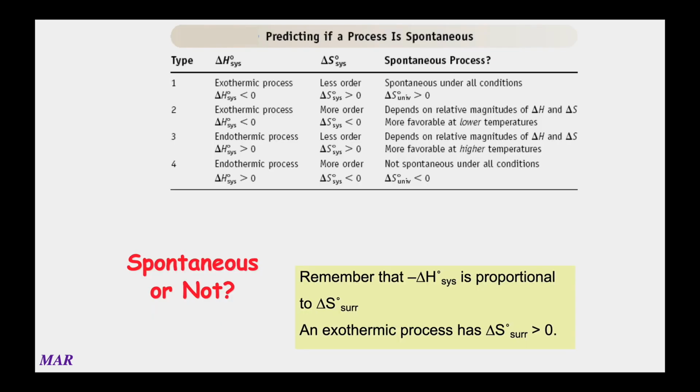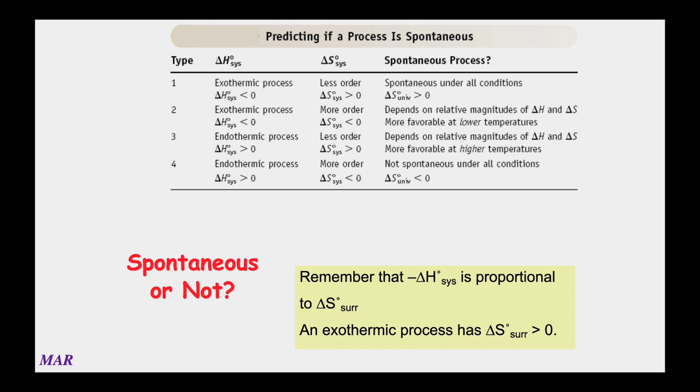So here are several combinations that tell you whether you have a spontaneous process or not in terms of delta S of the universe. Negative delta H is proportional to delta S of the surroundings, and there are 4 possibilities, all involving essentially enthalpy versus entropy. What's confusing about using delta S of the universe is that you have to convert delta H to the opposite for delta S of the surroundings, but it can be done.